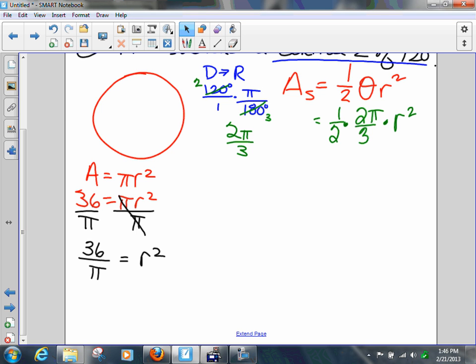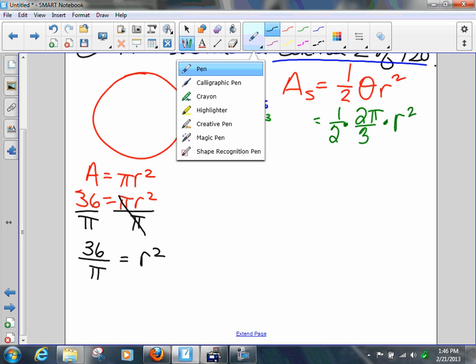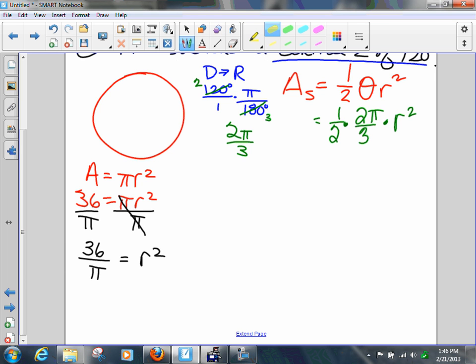If my highlighter tool worked, which it never does from up here, I don't know why. Yeah, see? Doesn't work. Sucky, sucky smartboard.